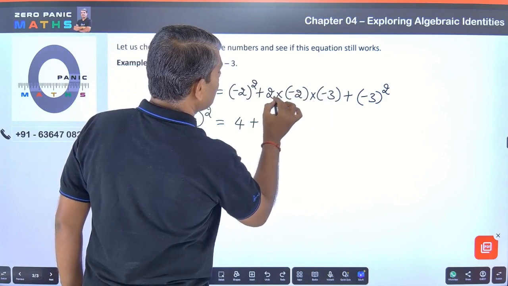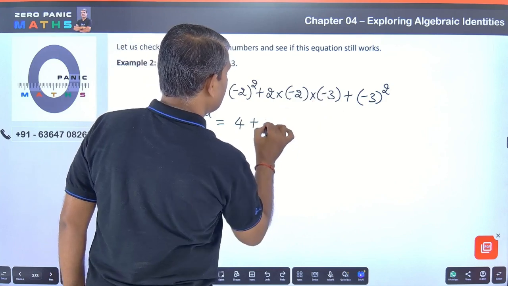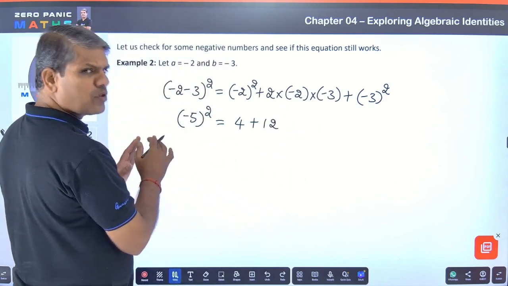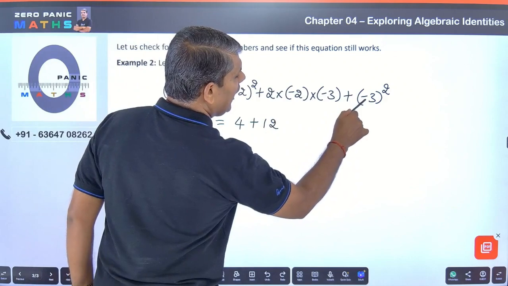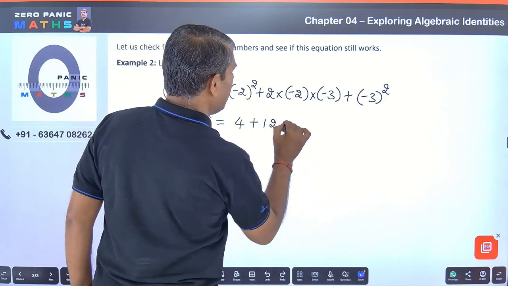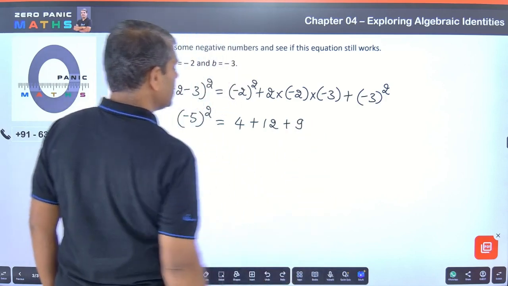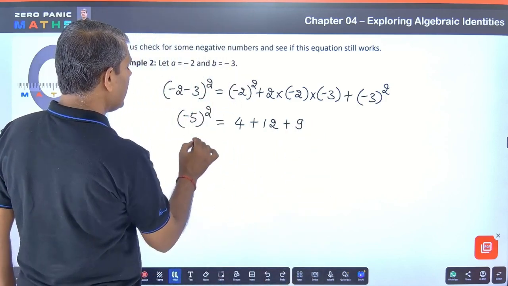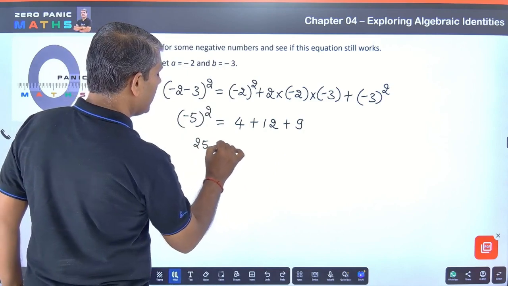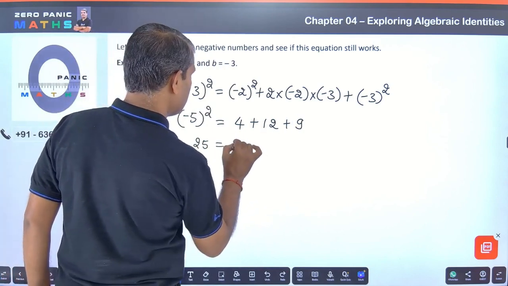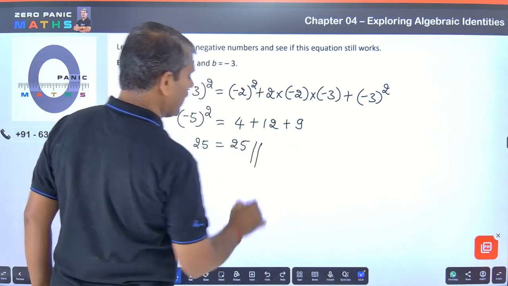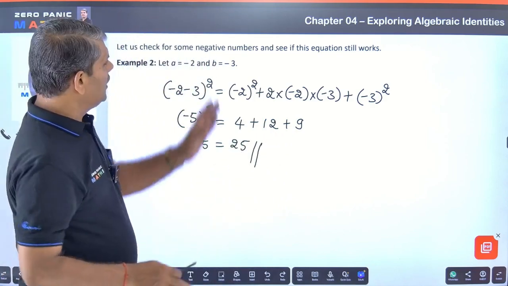Now it is 2 into 2, 4 into 3, that is 12. It is exactly similar to the previous one only. Okay. Now again, -3 square is always positive, which is 9. Now -5 square is 25, and this is 4 plus 12 plus 9, which is also 25. Okay. Now verified that with negative numbers.